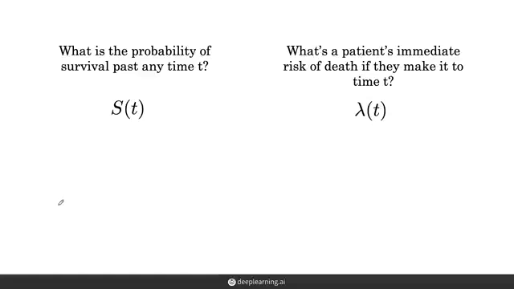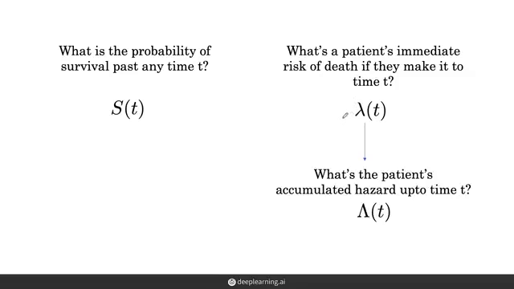So thus far, we've looked at the probability of survival past any time t with the survival function, and we've looked at the immediate risk of death if a patient makes it to time t, and that's the hazard. We'll now look at another question, which is what is the patient's accumulated hazard or accumulated risk up to time t? And we're going to represent this with the Greek letter capital lambda. Remember, hazard is small lambda. This is going to be capital lambda of t.